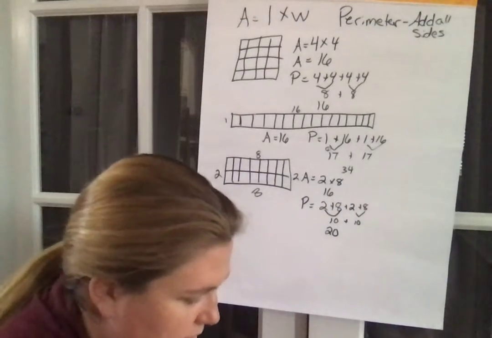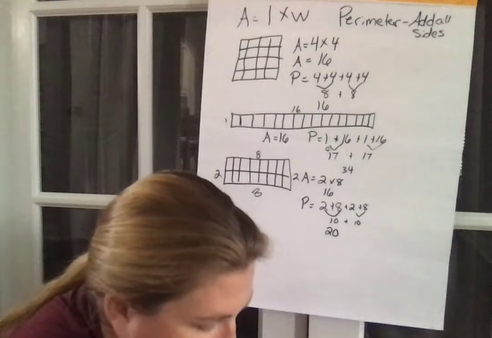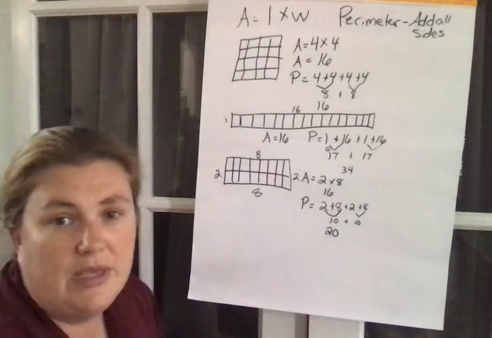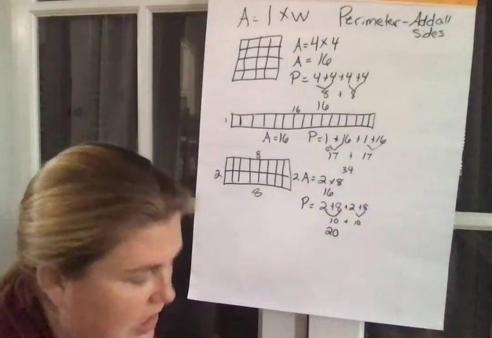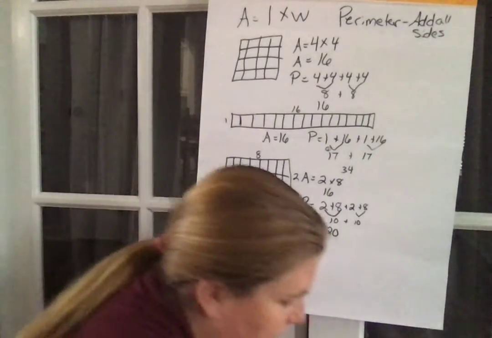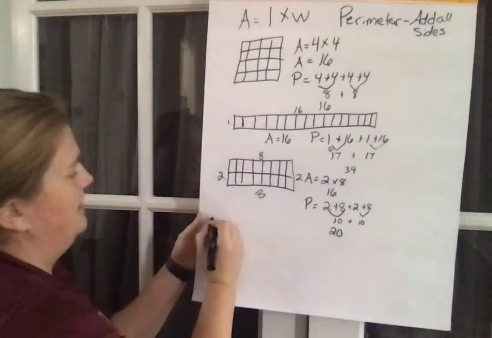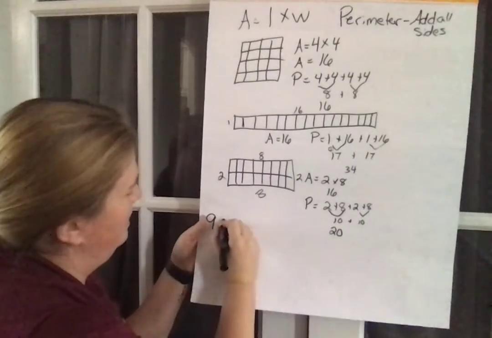When we walk around and add all our sides. The question is not asking about perimeter though, third graders. It's saying, how do you know that they have the same area? Well, we can do two things. We can either count all our squares inside our shape, or we can multiply the length times width. So for your answer for number 9, how do we know they have the same area?